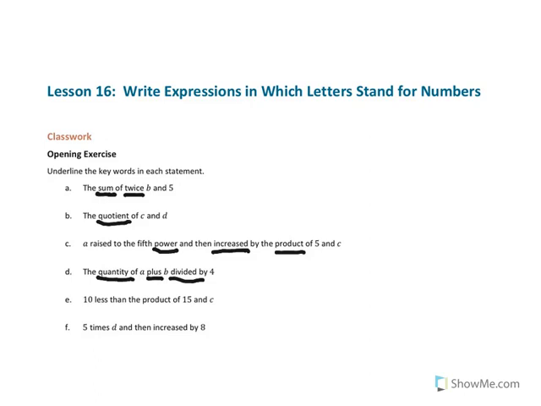E says 10 less than the product of 15 and C. So less than is one of the words on our list, and product is another word. Our last one is 5 times D and then increased by 8. So times is one of the words, and yes, increased by is the best one. So that was the easy part, right? Let's look at the next section.